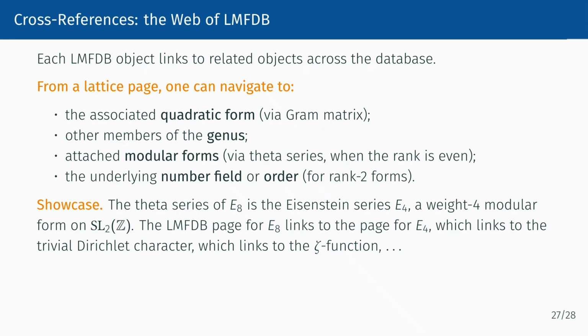So if you go to the web page, for example, for E8, you could go from there to the Eisenstein series E4, which is a weight 4 modular form in SL2Z, and the LMFDB page for E8 will link to the page for E4. From there, you can go to the Dirichlet character, which links to the zeta function, which is its corresponding L function.